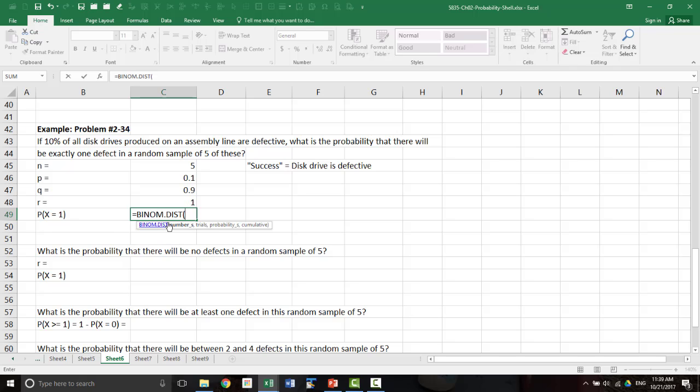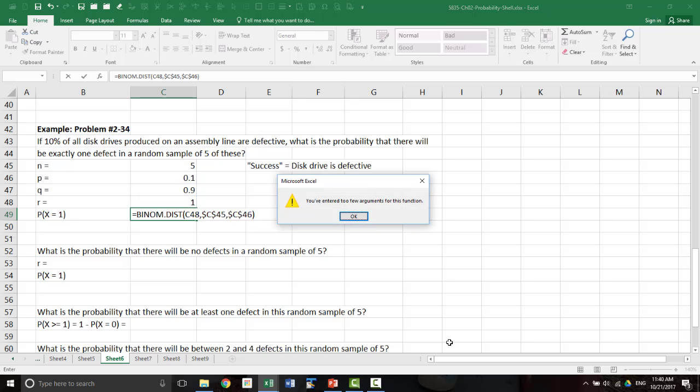So always use the new functions. BINOM.DIST: the number of successes is the first argument. Then trials, so I'm going to make that an absolute reference. That's n, the number of trials. And then P is C46. Again, I'll make that an absolute reference, so we can copy this formula for other problems.